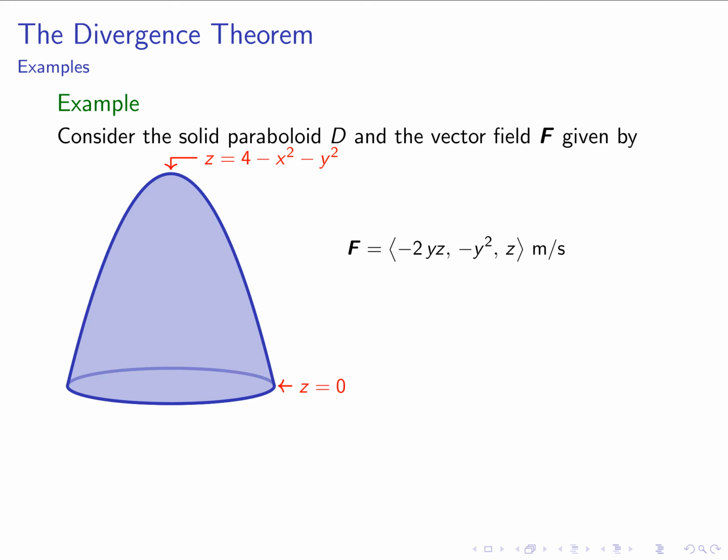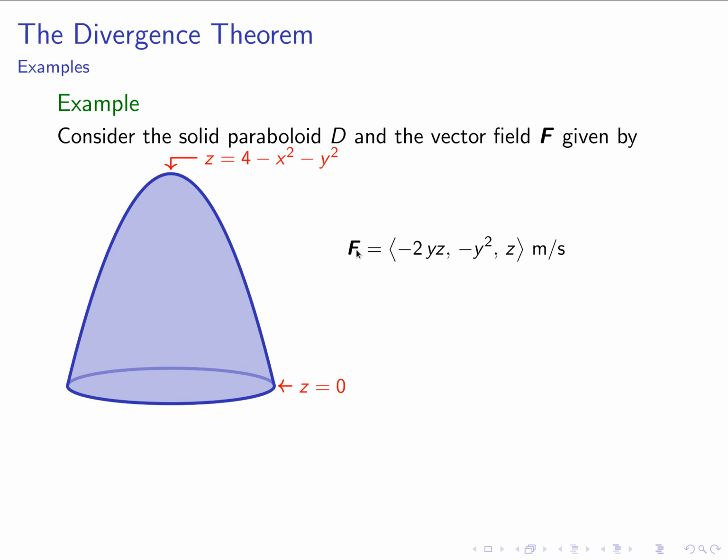Let's do one more example. Here we're defining D as a solid paraboloid depicted in this figure. So here we're looking at z equals 4 minus x squared minus y squared. So we're looking at an upside down paraboloid shifted up 4 units. And we're cutting the paraboloid off down here at z equals 0.